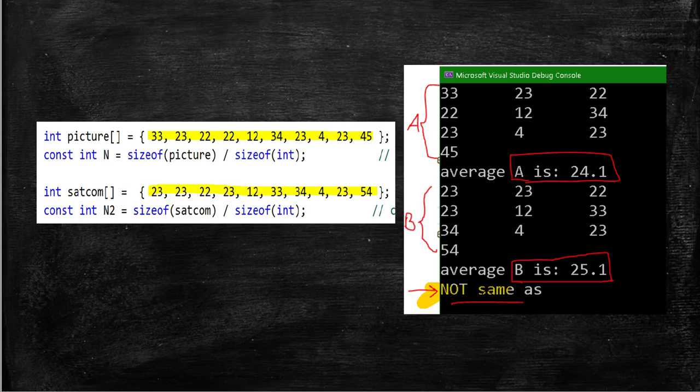And this says they're not the same. Let's take a look. 33, they look the same. What could be different? Ah, right here. They're almost the same. They have almost all the same values. So they're not the same.